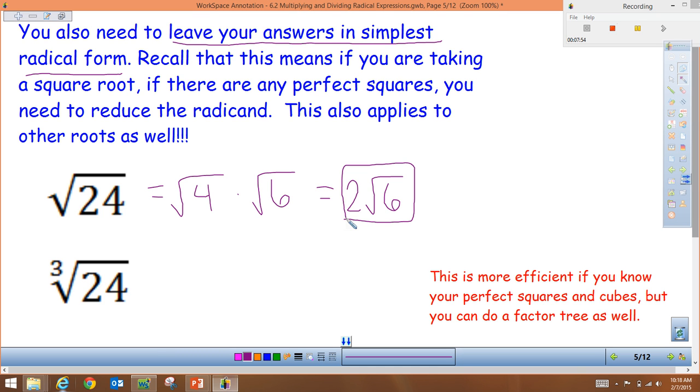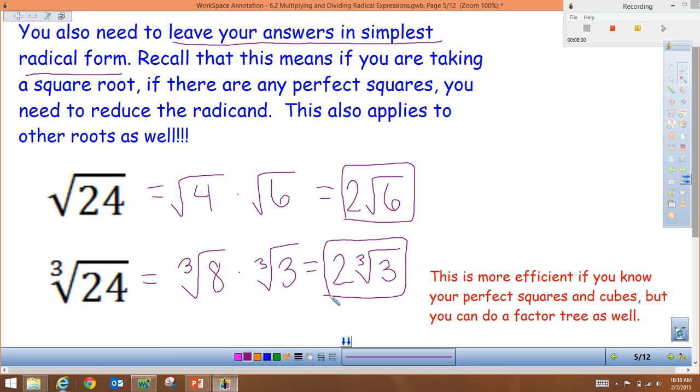We can do the same thing here for the cubed root. Do we know of any perfect cubes that 24 can be divided by? The answer is yes, we do. We can take the cubed root of 8, we know that's a perfect cube, times the cubed root of 3. The cubed root of 8 is 2, and we can't take the cubed root of 3, so we're going to leave that underneath the radical sign, and that is our answer in simplest radical form.